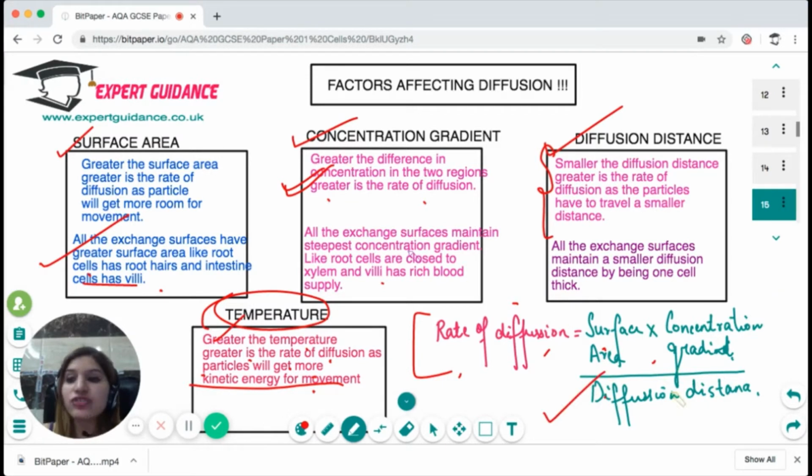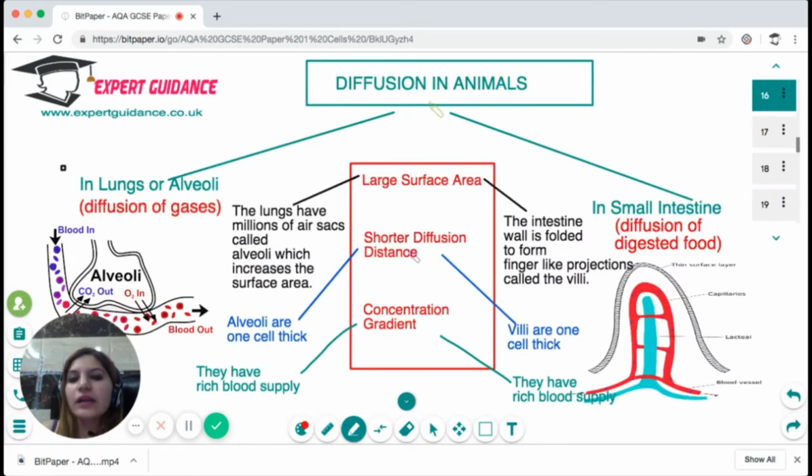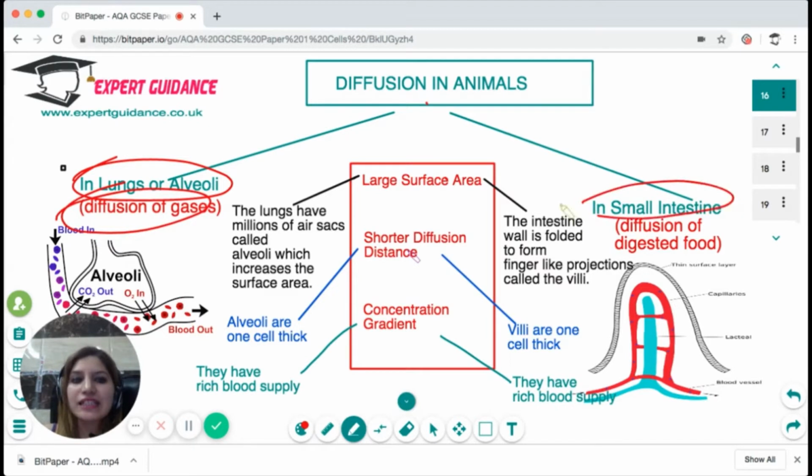And you need to remember that, because if any questions on adaptation of diffusion comes in, you need to talk about all these four factors: how that particular surface is maintaining a higher surface area, greater concentration gradient, smaller diffusion distance, and temperature. Now, there are two examples for diffusion in animals. In lungs, or the alveoli, there's a diffusion of gases that takes place. And in the small intestine, diffusion of digested food takes place.